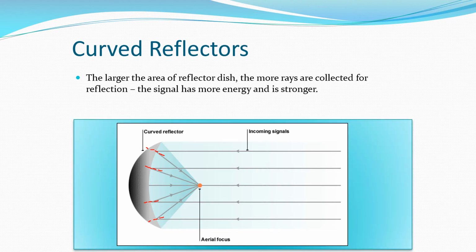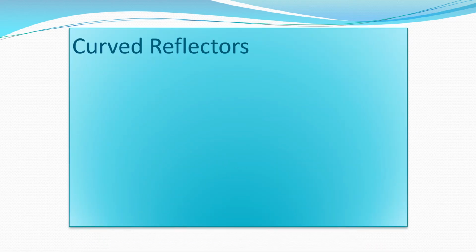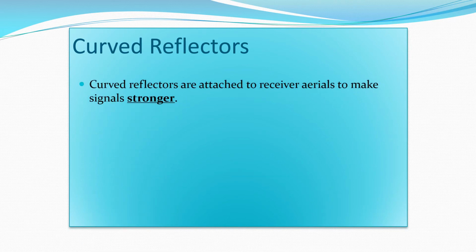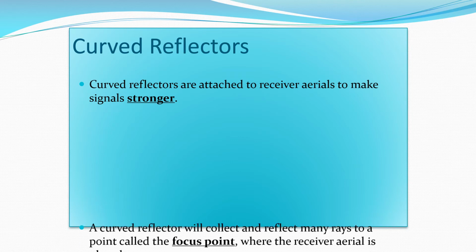Now, we want to actually do a bit of definitions here, like we normally do. So, curved reflectors are attached to receiver aerials to make signals stronger. So, if you have something like this on the side of your house for TV signals, it's because these TV signals are coming from satellites in space. They're very far away, obviously. So by the time the signals get to us, they're not very strong. So what this curved reflector does is it collects all these signals in and focuses them into one place, into one aerial, to make a stronger signal.